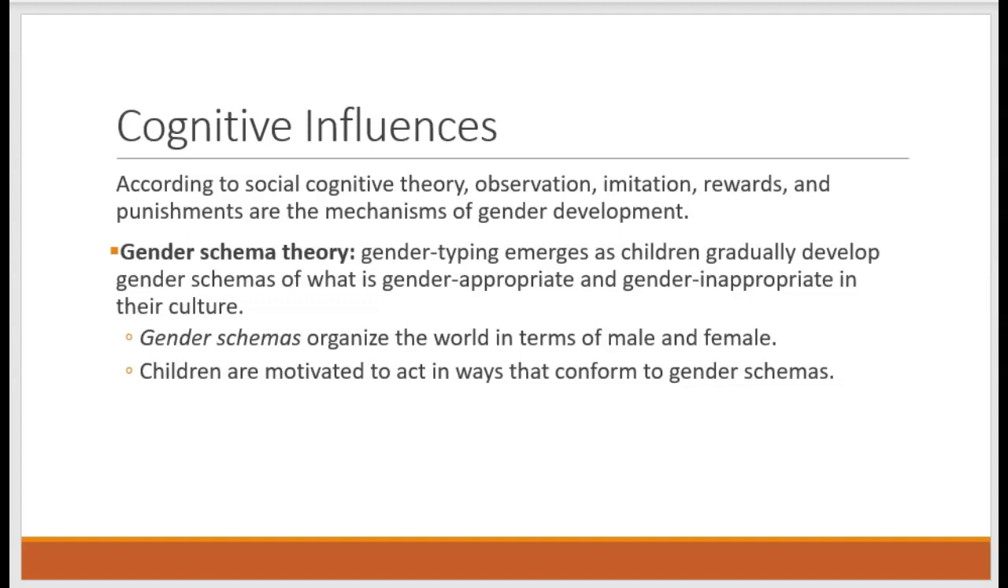So these gender schemas organize the world in terms of male and female. What does it mean to be male? What does it mean to be female? And then as a function of how we identify ourselves. So, if this is what it means to be female and I know myself and feel myself to be female, then this is how I should act. So that's the cognitive process by which this works. And children are motivated in a lot of different ways to act in ways that conform to gender schemas.